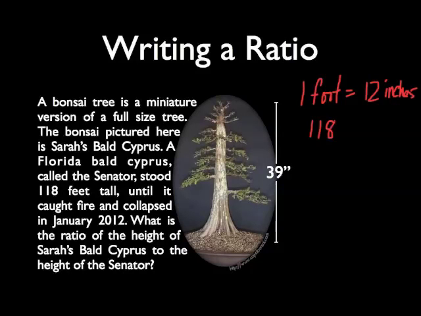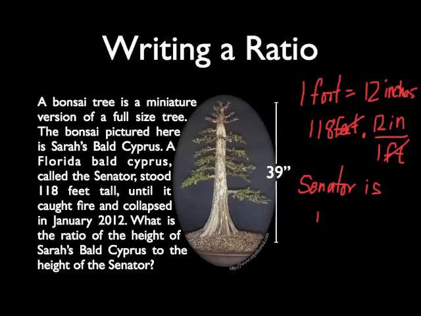So if we take 118 feet and times that by this 12 inches over 1 foot, notice how the feet cancel out. So we have 118 times 12, which is going to equal 1,416. So that's the first thing we needed to do, was convert the feet to inches. Now we can write a good ratio.